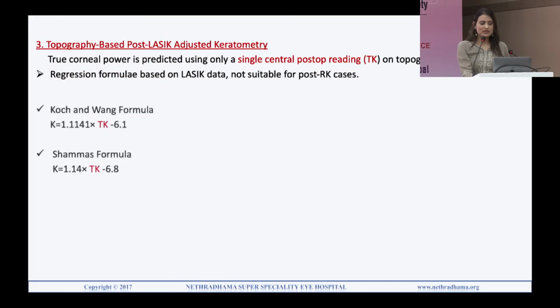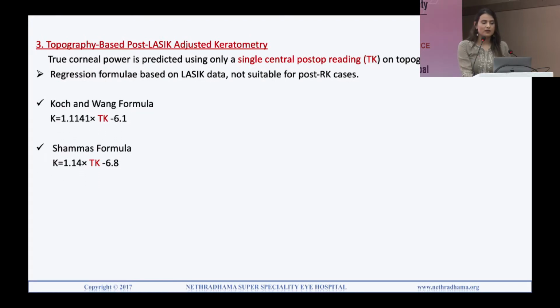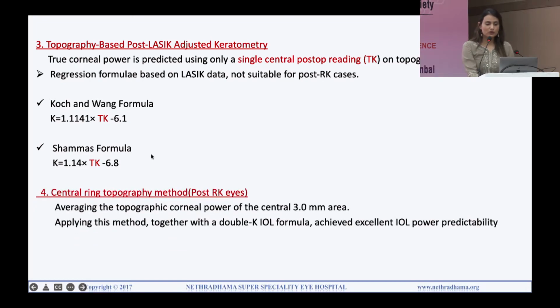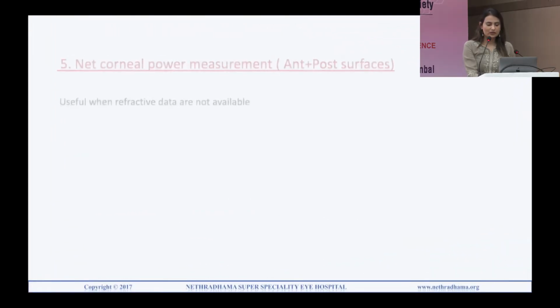Topography-based post-LASIK adjusted keratometry is a better way of measuring post-op keratometry because it uses a single central post-op reading on the topography, and this reading can be used in different regression-based formulae on LASIK, such as the Koch and Wang formula and Sharma's formula. However, this is not useful for post-RK eyes. Then we have the central ring topography method, which is used for post-RK eyes. Here you average the topographic corneal power of the central 3 mm area, and after applying this you can use it with the double K formula and achieve good IOL predictability.